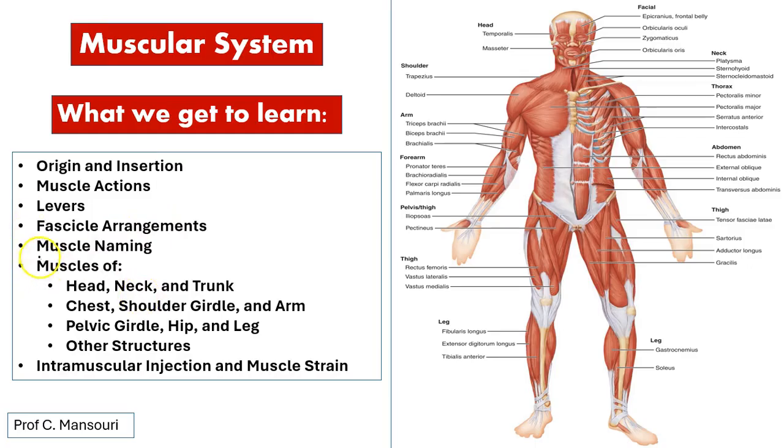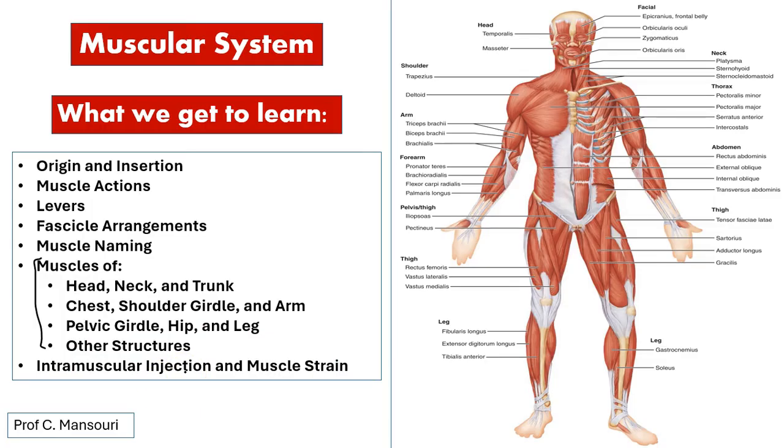And then finally, we'll actually get into our muscle list, which is going to be the head, neck, and trunk, chest, shoulder girdle, and arm, pelvic girdle, hip, and leg, and of course some other structures like the patellar tendon, for example. And then finally, we'll end with intramuscular injection and muscle strains, which are going to be our clinical connections. All of this is going to help us understand how muscles work in coordinated teams.